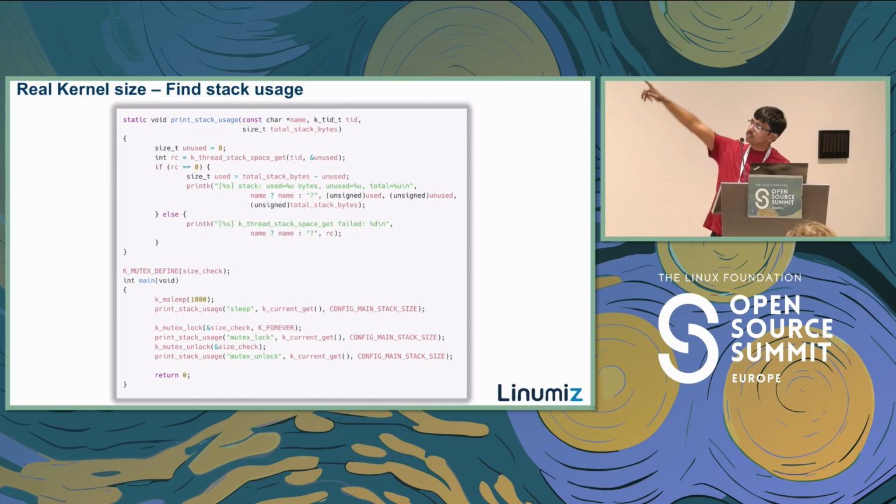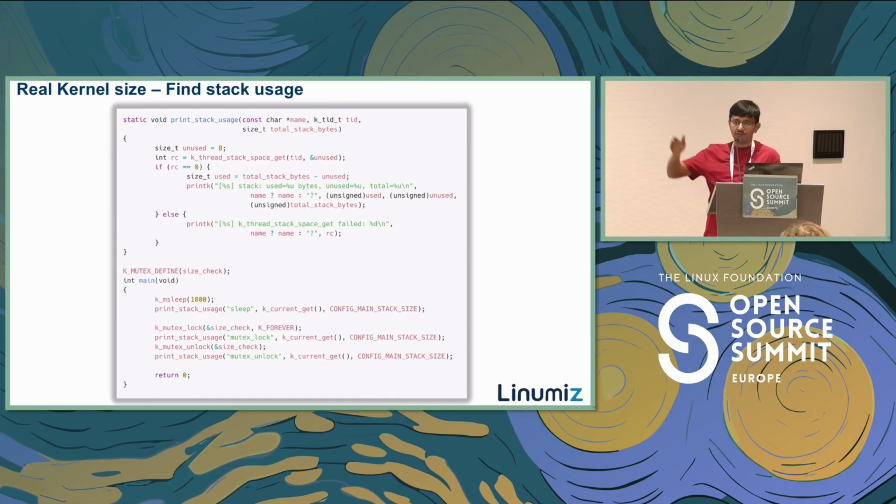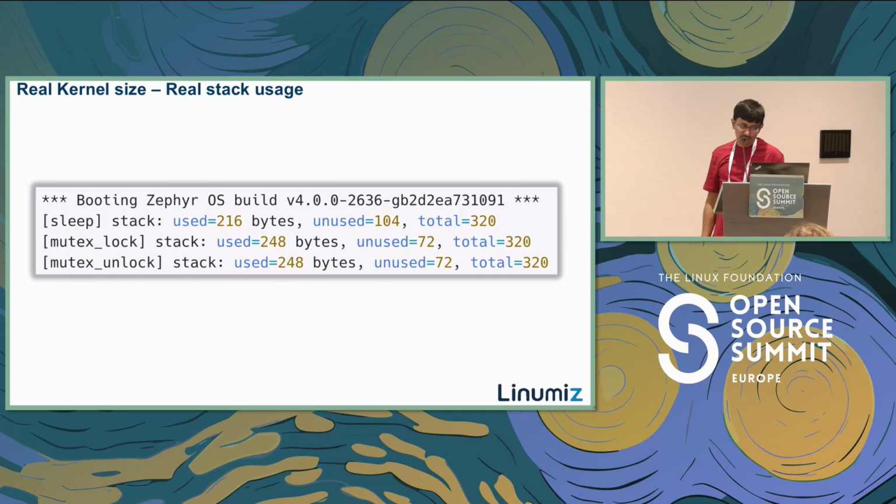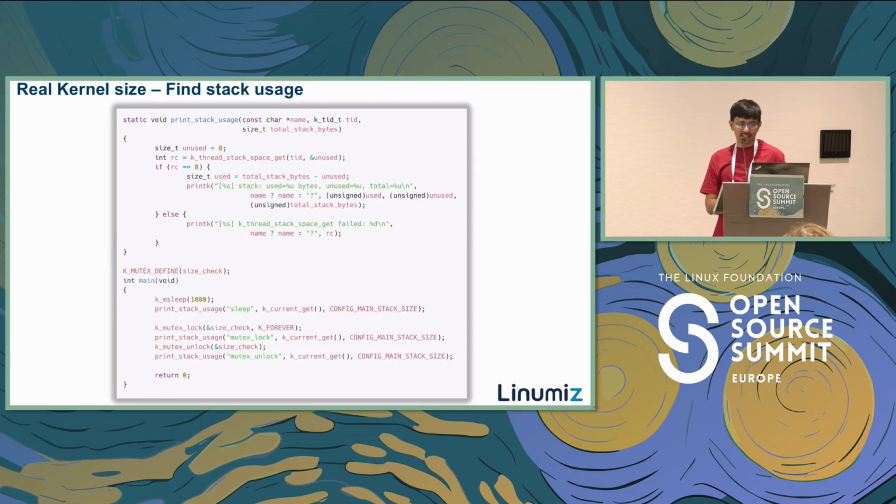Using that method, you can technically find which function takes how much stack, in a nutshell. By which you can figure out how big your sleep function is, how big your mutex lock function is, how big your mutex unlock function is. So that's the outcome of this: sleep needs 216 bytes of stack, and mutex lock or mutex unlock technically require at least 248 bytes of stack. That's how you arrive at the stack size really required to run it.